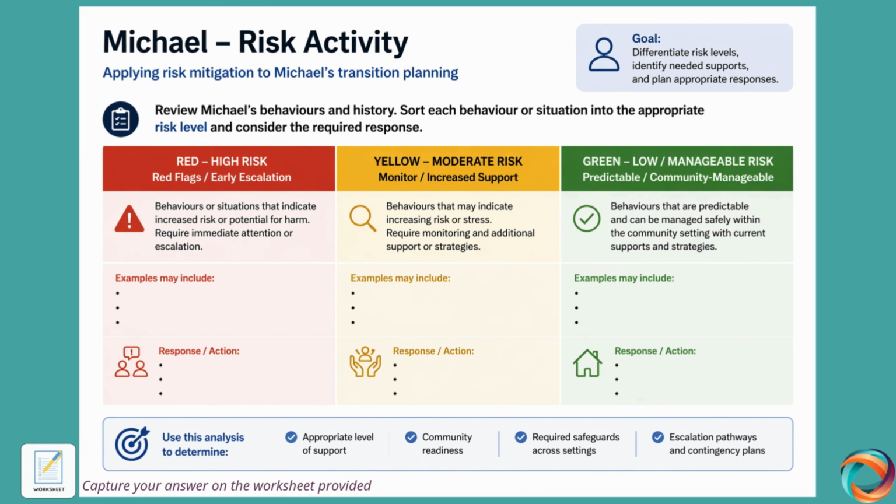Now, let's apply this to Michael. Take a moment to consider his presentation and history. You can refer to your handout if you do not remember his full profile. Which behaviors would you identify as red flags, meaning they may indicate increased risk or potential escalation? And which behaviors, while they're still important to note, are manageable within a community setting with the right supports in place? This distinction is critical. It directly informs whether a transition is appropriate at this time and what level of structure and support will be required to maintain safety and stability in the community.